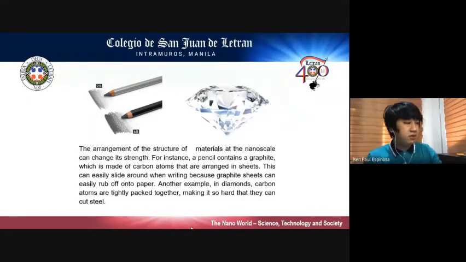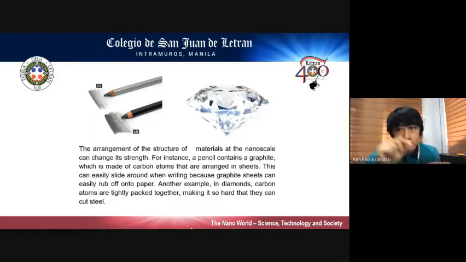Guys, kung makikita mo to, makikita mo yung pencil. Pag gumagamit ka ng pencil, ang structure niya kasi, sheet type lang siya. Parang plain paper sheet. Ganun ang arrangement ng carbon atoms niya. Carbon atom is an element, guys, basic chemistry. So, naka-arrange siya in 2 sheets.